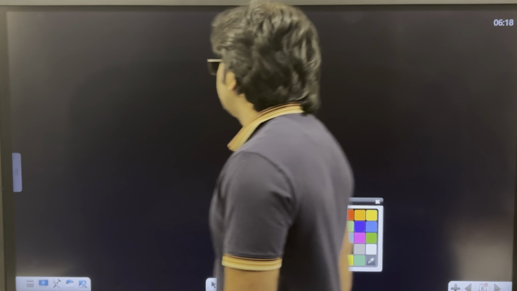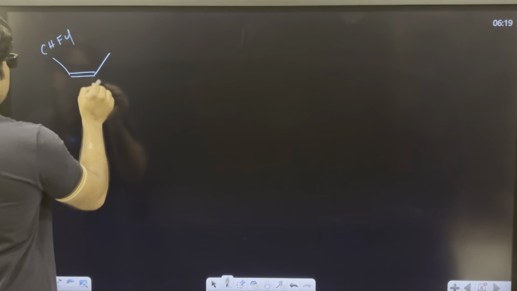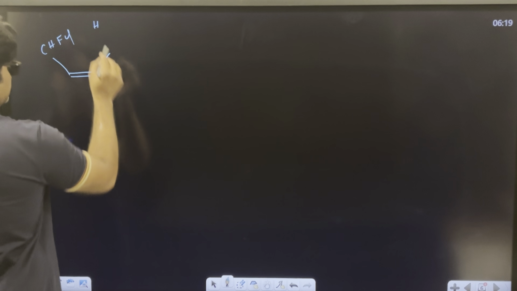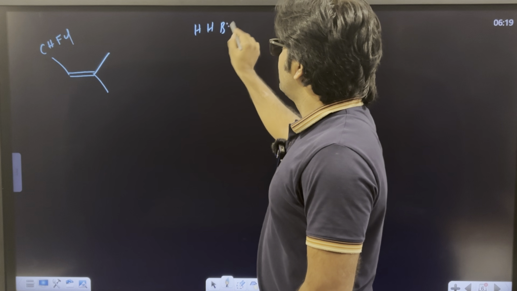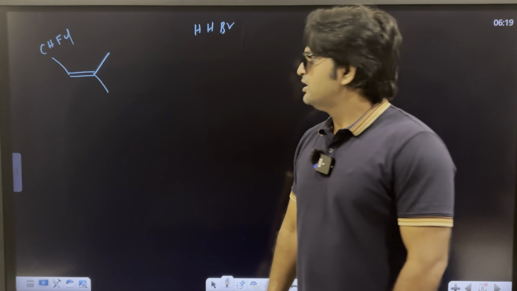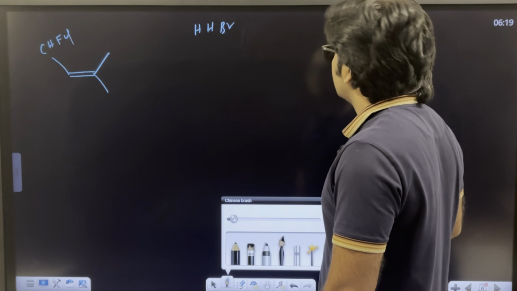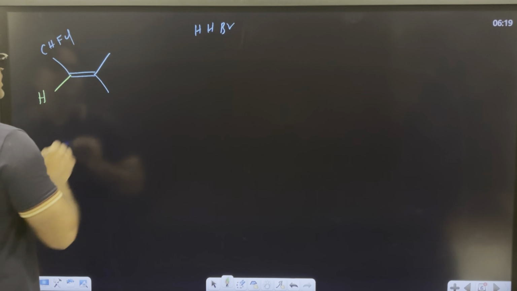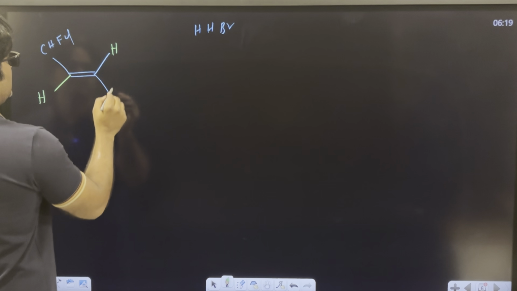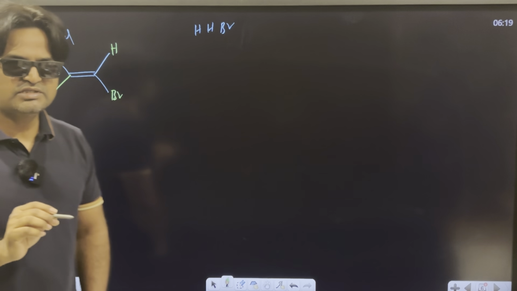In another possibility, for example, if you are taking CH2 with fluorine and chlorine, two different halogen atoms, what about the remaining atoms? The remaining atoms we have are hydrogen, hydrogen, bromine. How to arrange this hydrogen, hydrogen and bromine? Let us take a hydrogen atom here and another hydrogen here. Next one, bromine. This is one of the structural isomers.